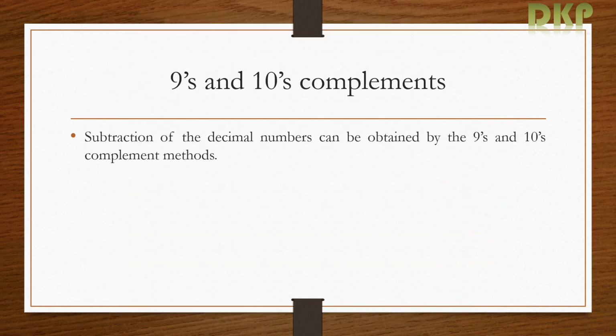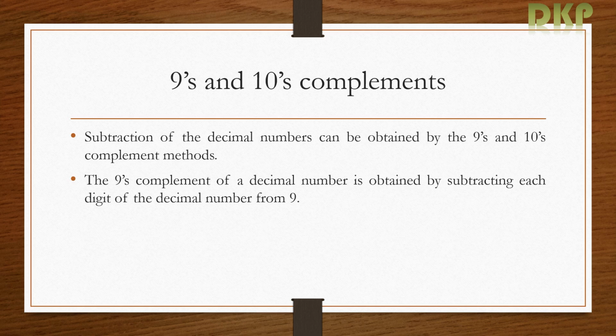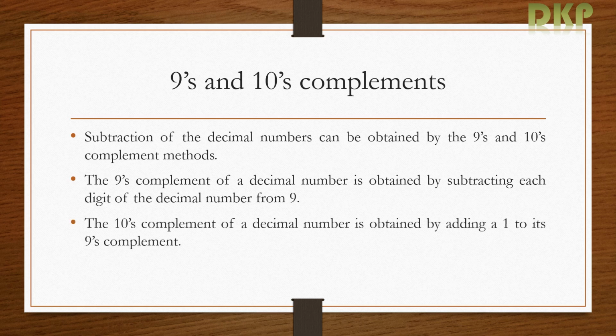The subtraction of the decimal numbers can be obtained by the nines and tens complement methods. The nines complement of a decimal number is obtained by subtracting each digit of the decimal number from 9. Suppose you have a 4-digit number, you have to subtract each digit from 9. The tens complement of a decimal number is obtained by adding a 1 to its nines complement. So in order to find the tens complement, the first step is you have to find the nines complement and then add 1 to it.